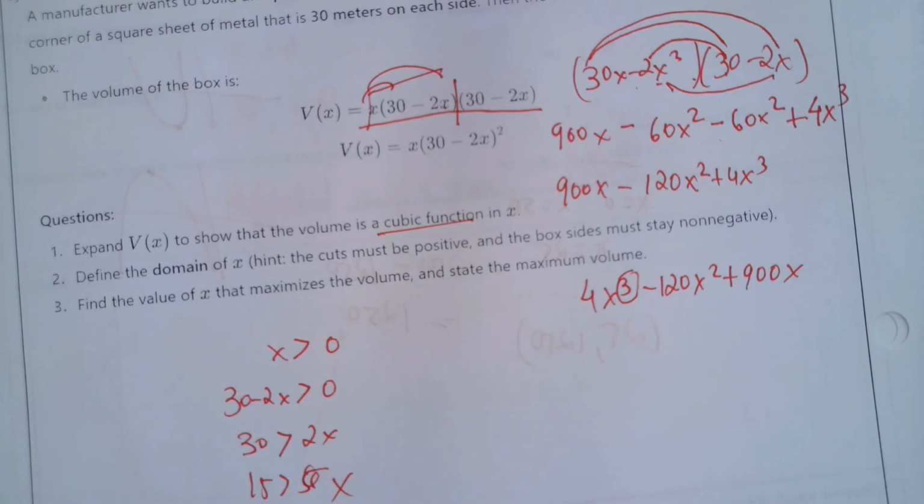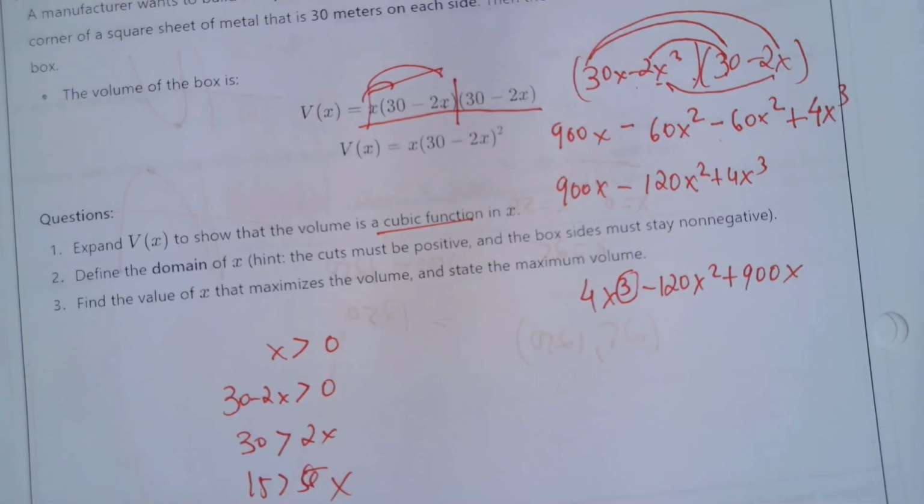Cool. Find the value of x that maximizes the volume and state the volume. Well, to do this, we're going to have to graph. So I'm going to pull out my calculator again and graph it. Just bear with me for a second. You have x times 30 minus 2x, squared.